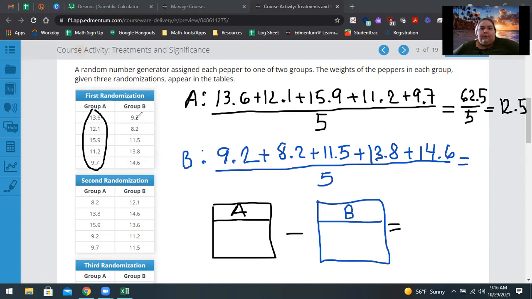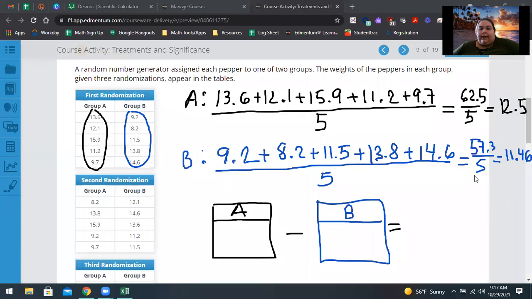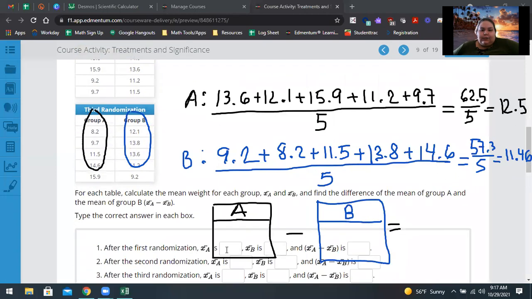Now we move on to basket or group B. I call them baskets, but groups, same idea. I'm gonna add up all those values again and then divide by 5. We get 57.3, and then we divide it by 5. And the average weight here is 11.46.